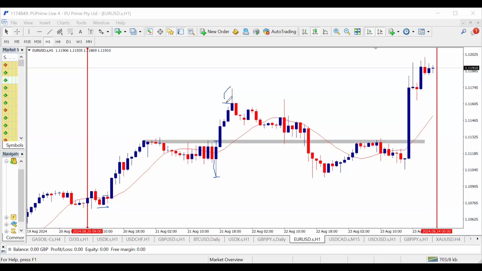This candle is what? Inverted hammer. Inverted hammer, but it's not a hammer. This is an inverted hammer. It is found at a what? At a resistance. So once it's found at the resistance, it becomes a shooting star.